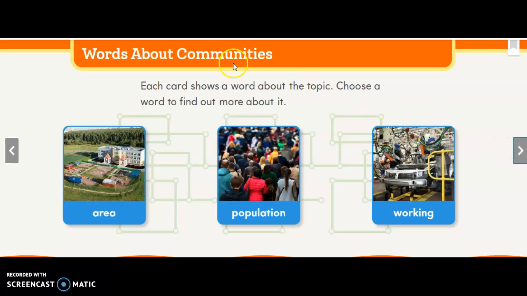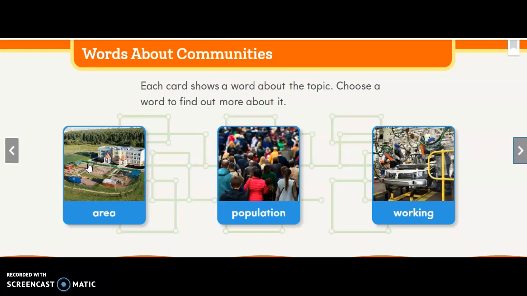These words are about communities. So each card shows a word about the topic. We're going to find a little bit more information about it. You have this page on 94 and 95. So I'm going to talk about these words, and then you're going to add some details to your pages.